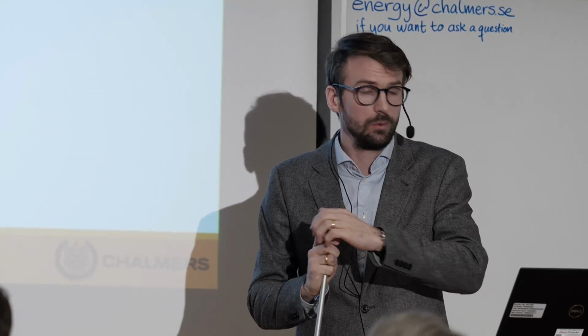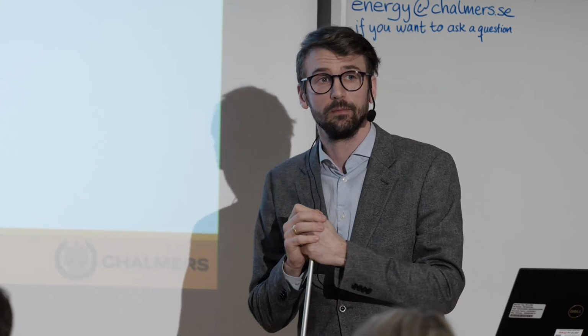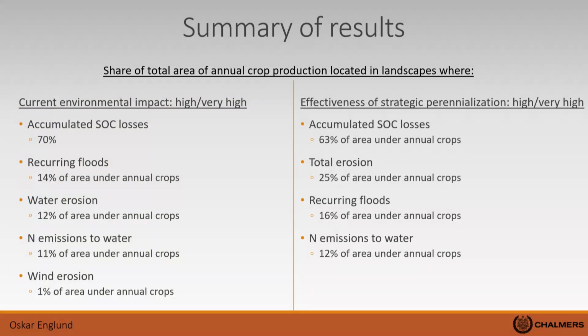And if we try to quantify these nice maps a little bit, we see that the share of the total area of annual crop production in Europe, located in landscapes where accumulated soil organic carbon losses is high or very high, is 70%. This means that 70% of the total area of annual crop production in Europe is located in landscapes where soil organic carbon losses are high or very high. This is a very high number.